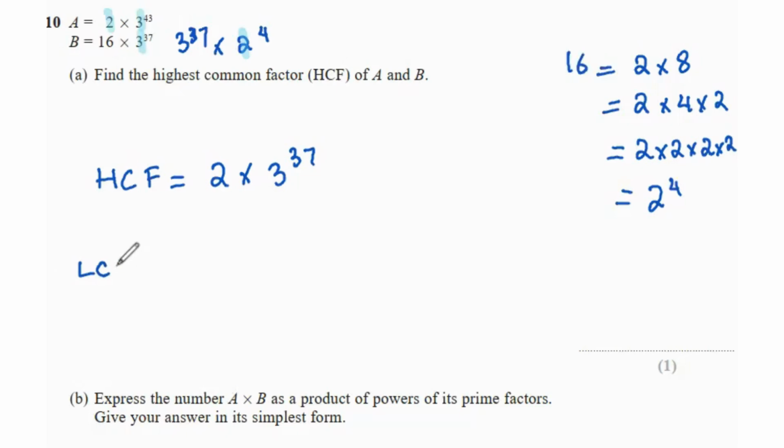Now let's say they were asking us to find the LCM as well. So just for your practice, I'm going to show what the LCM would have been. For the LCM, we said that we take all the numbers, so it's going to be 2 and 3. And for the powers, we'll take the highest powers. So for 2, the highest power is 4, and for 3, the highest power is 43. So this is your LCM.